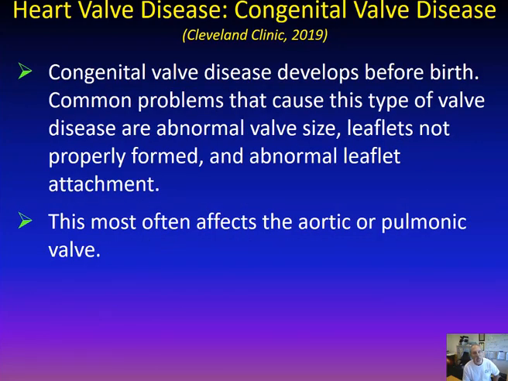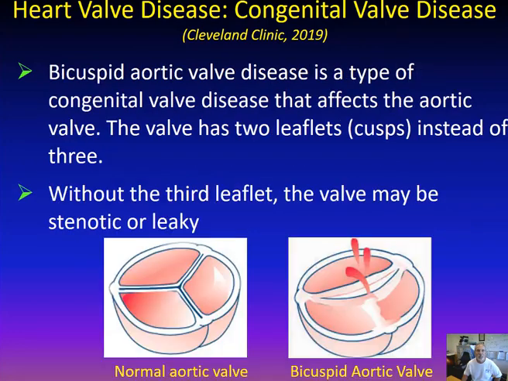Now, congenital valve disease develops before birth, hence congenital. Common problems that cause this type of valve disease are abnormal valve size, leaflets not properly formed, or an abnormal leaflet attachment. This most often affects the aortic and pulmonic valves.